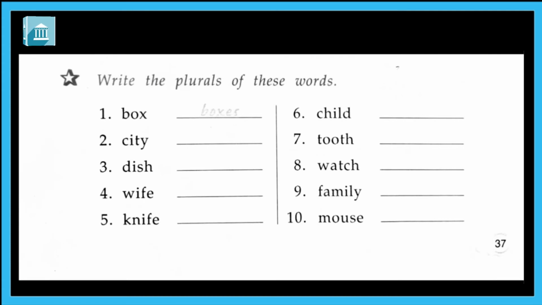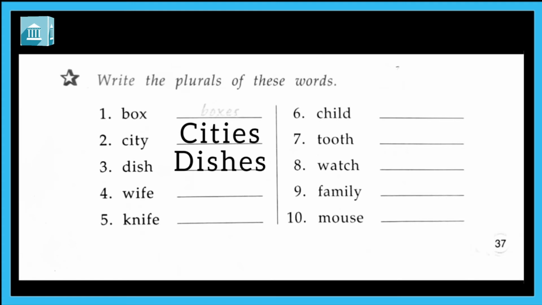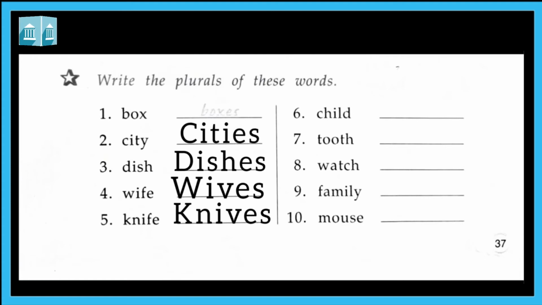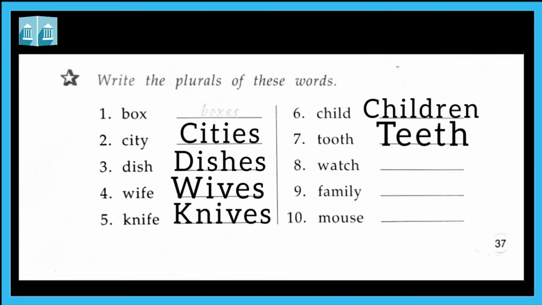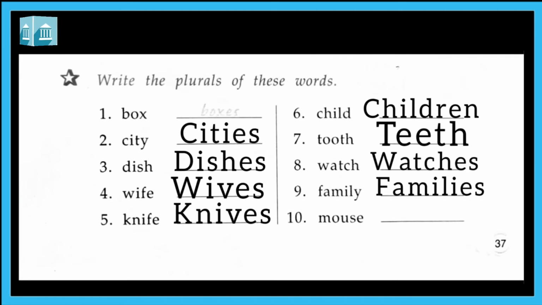First one is box. So we will write ES to make a plural form. Box, boxes. City, cities. Dish, dishes. Wife, wives. Knife, knives. Child, children. Tooth, teeth. Watch, watches. Family, families. And mouse, mice.